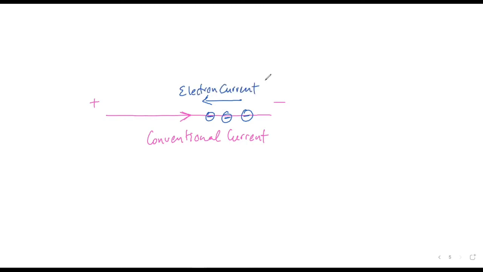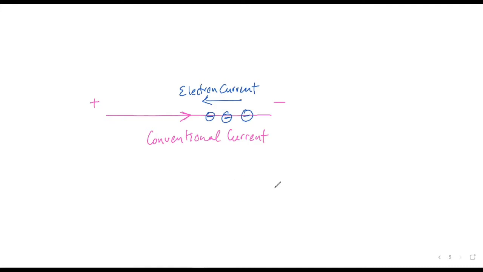So let us review what we have discussed till now. The most important thing that we have understood is that if this is the flow of conventional current, the conventional current will flow from the positive end of the cell or battery to the negative end, and the flow of electrons will flow from negative to positive. Are we clear? Yes, sir. So let us call this electron current. Any doubt till here? No doubt, sir.